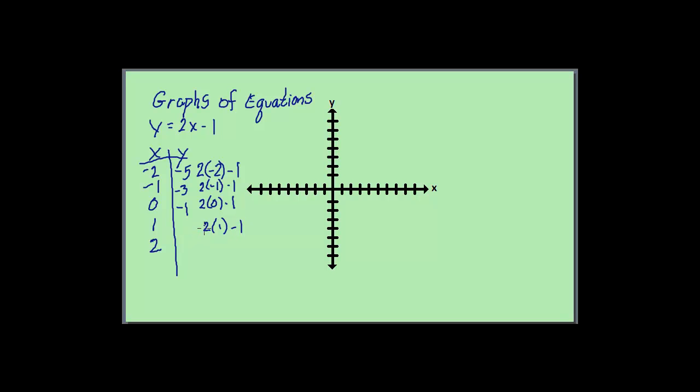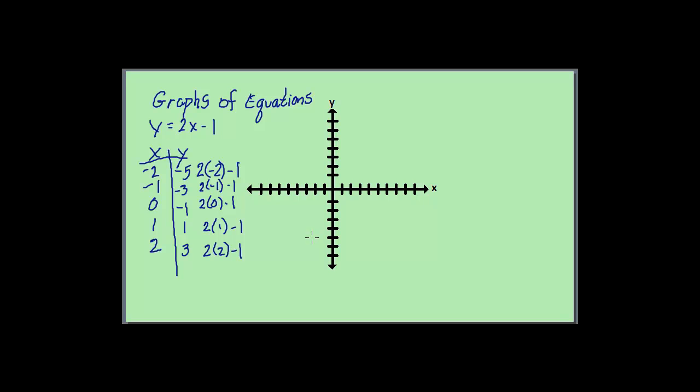Then I'll substitute in my 1. 2 times 1 is 2, minus 1 is 1. And then 2 times 2 minus 1, and that's going to be 4 minus 1 is 3. Now this should be enough points to capture the pattern and where the points lie. I could graph as many points as I want to.